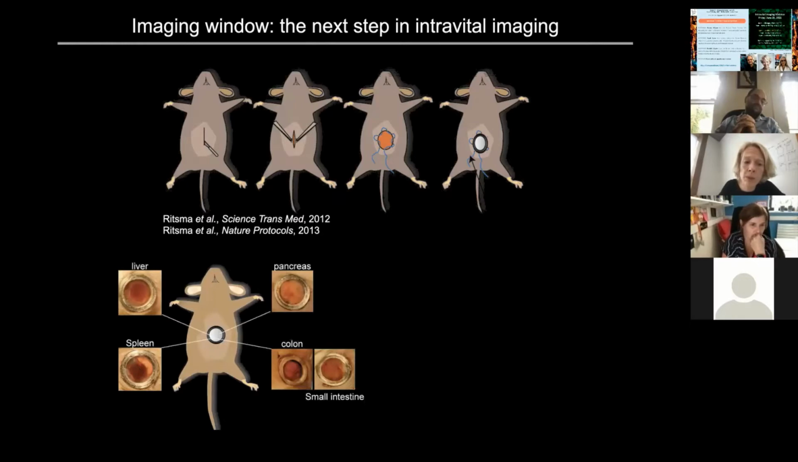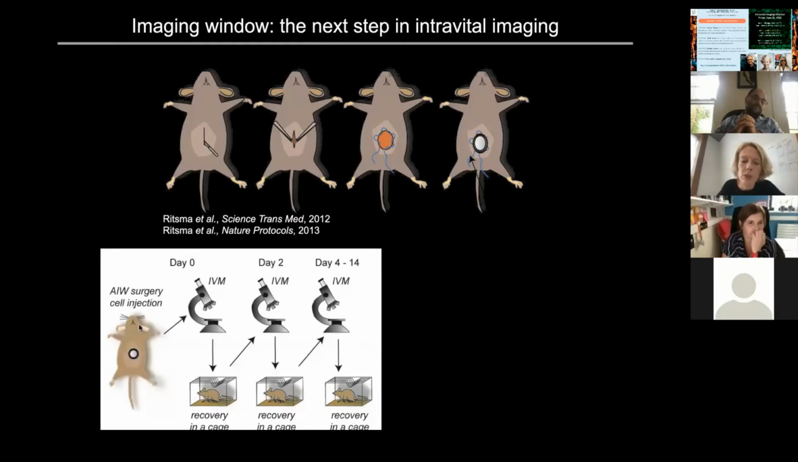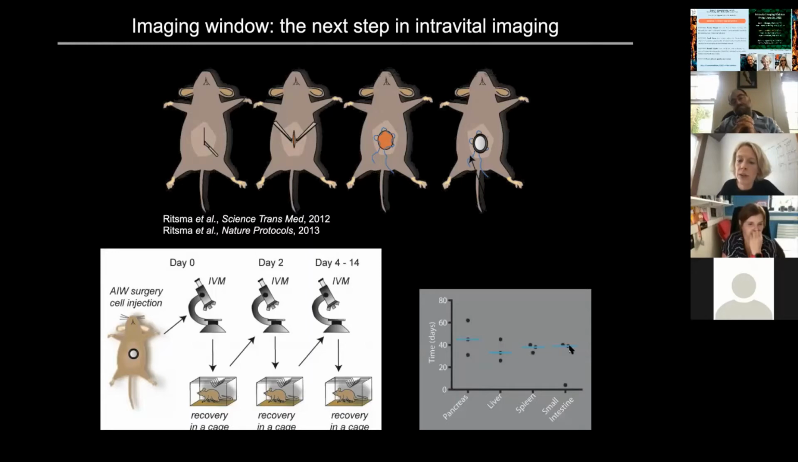So the abdominal imaging window can be placed basically on all abdominal organs, including the liver, spleen, pancreas, colon, small intestine, and also the kidney. And as I mentioned before, because this now is a closed system, it allows to repeatedly image the mice for up to several weeks, which is shown over here for the different abdominal organs.